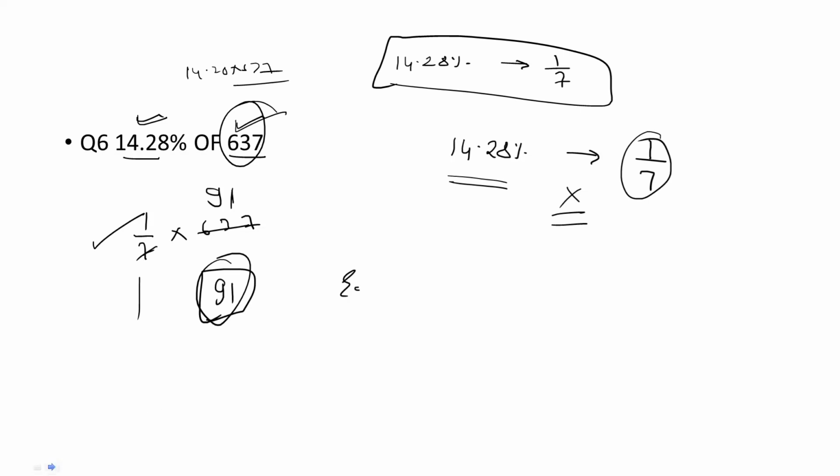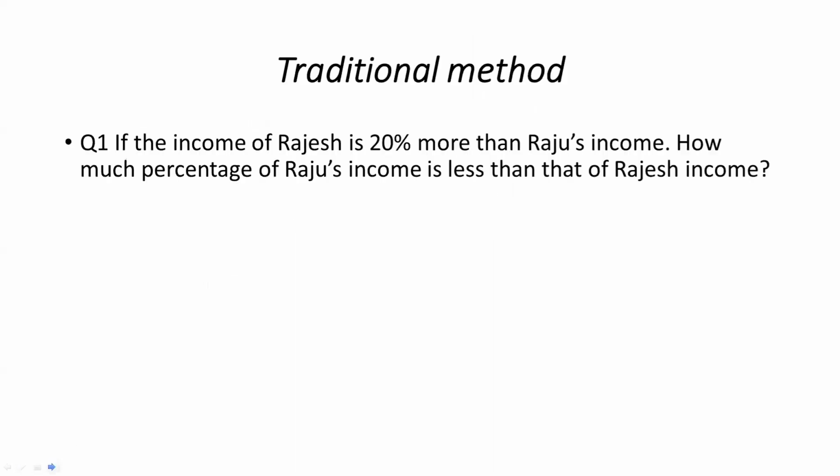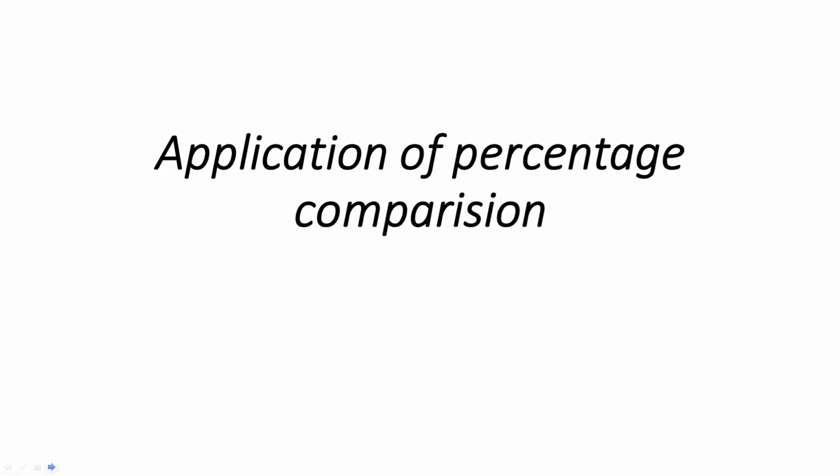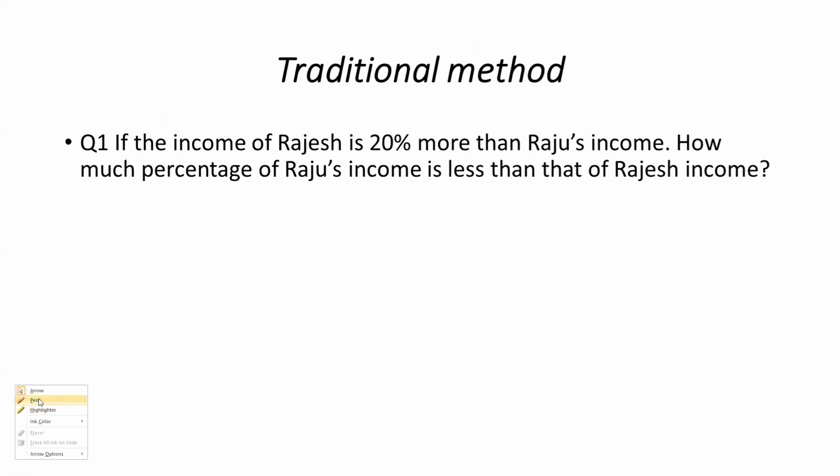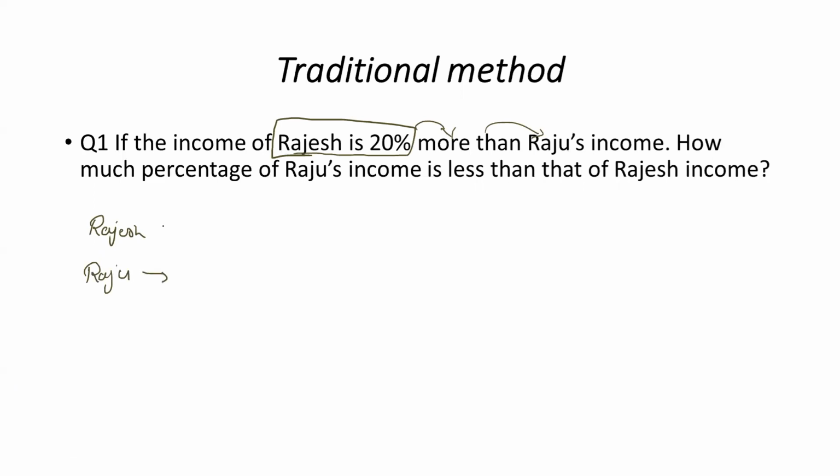Now we'll see the application of this percentage comparison. Very first question is, what is given here? If the income of Rajesh is 20% more than Raju's income, how much percentage of Raju's income is less than Rajesh's income? So first you have to know Rajesh's income, and then Raju's income. So first you have to assume the income.